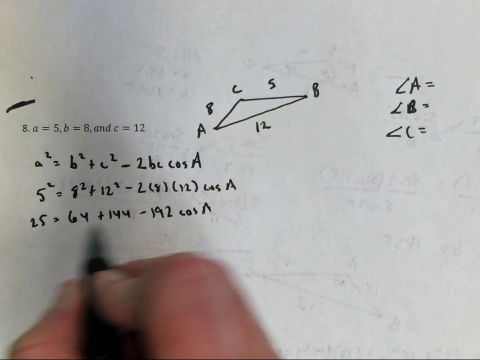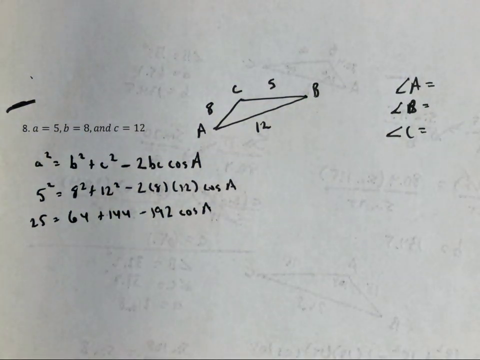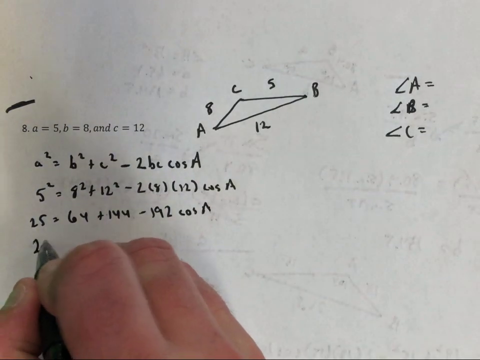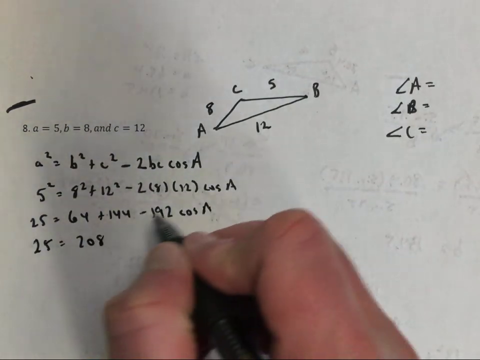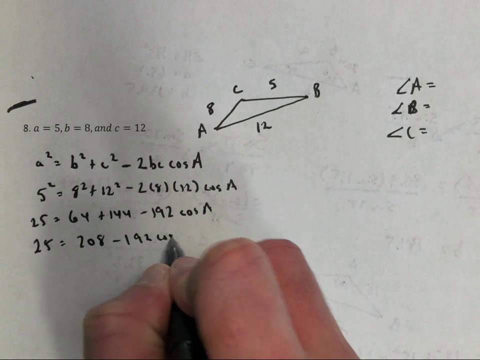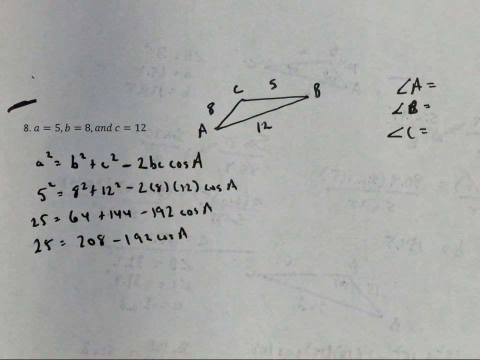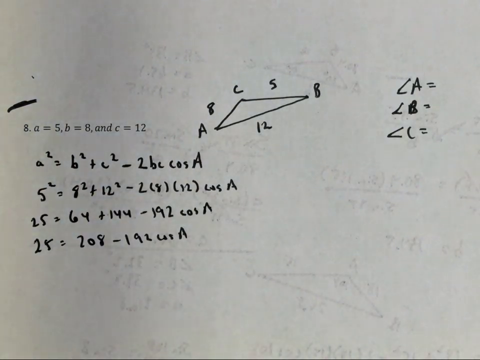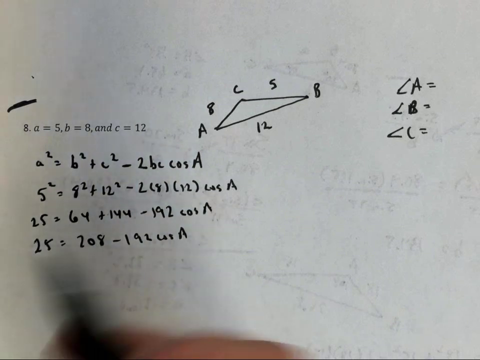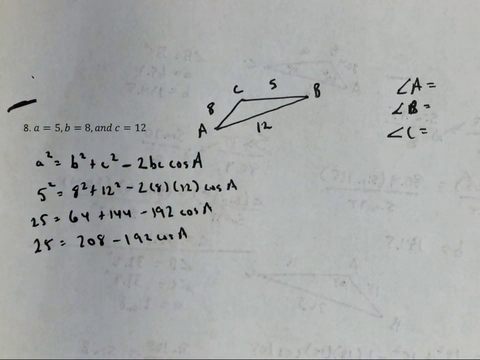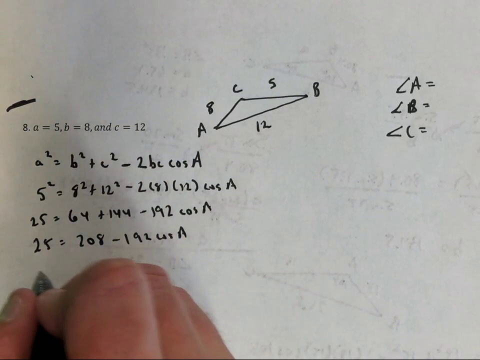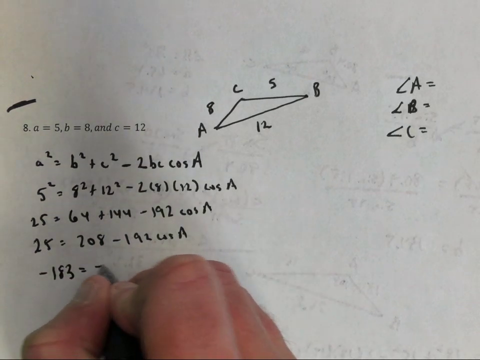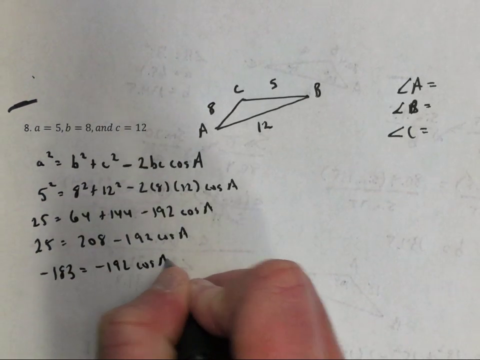Alright, I'm going to combine these two, 64 and 144, and I get 25 equals 208 minus 192 cosine of A. Now, can I subtract the 208 and the negative 192? No, because that's joined with cosine of A. I can move the 208 over. 25 minus 208 gives me negative 183 equals negative 192 cosine A.